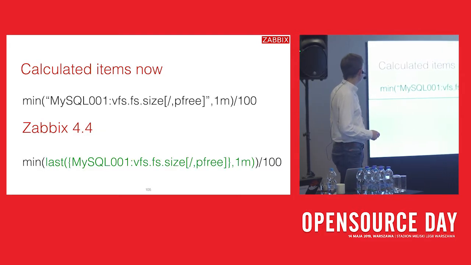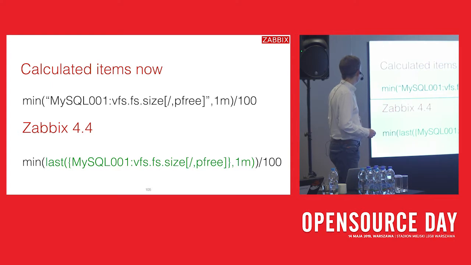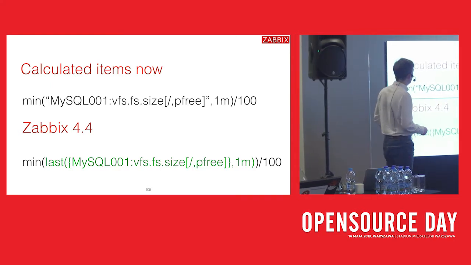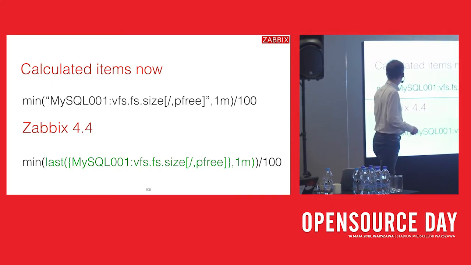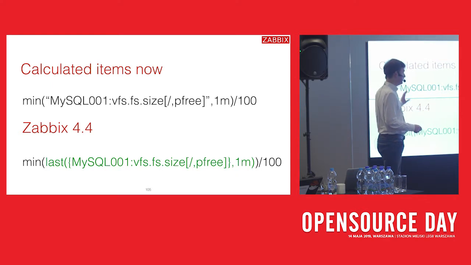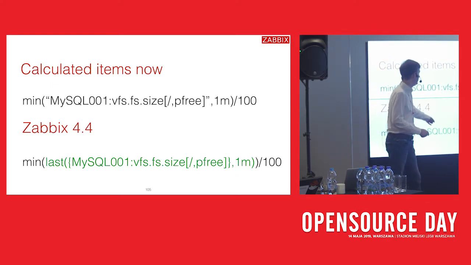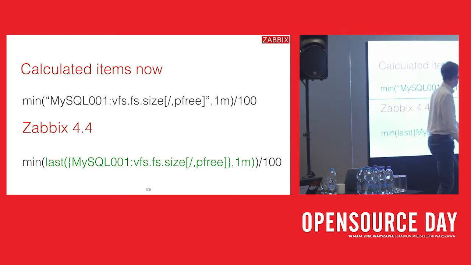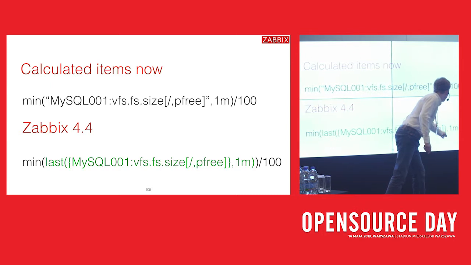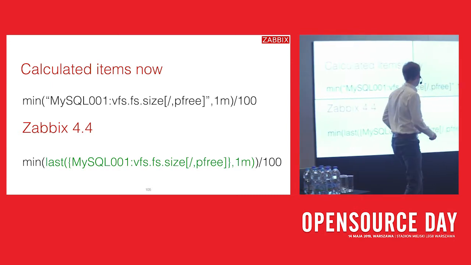The calculated items now, minimum. Zabbix 4.4, again, it will be maybe a little bit more complex. We're still thinking about it. Minimum of the last for 1 minute. Okay, I think still this bracket needs to be here. Yeah.